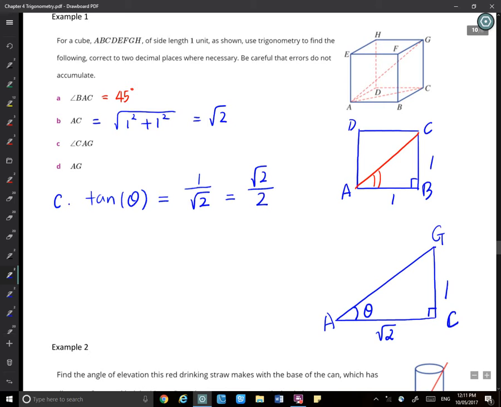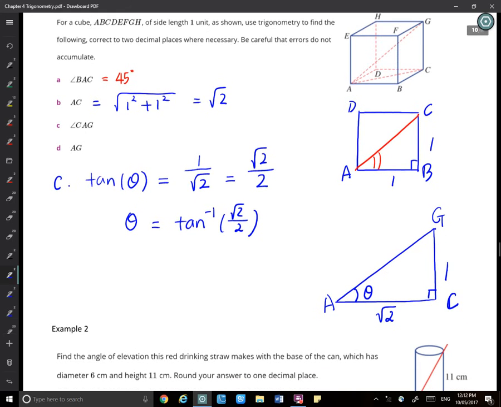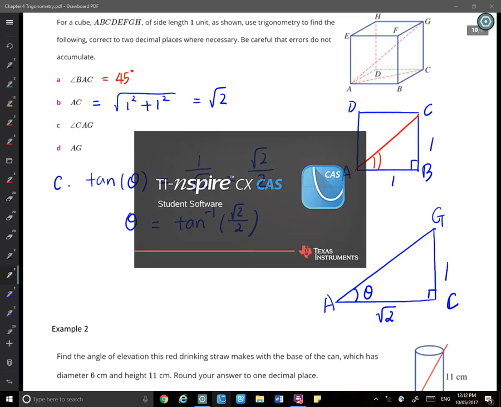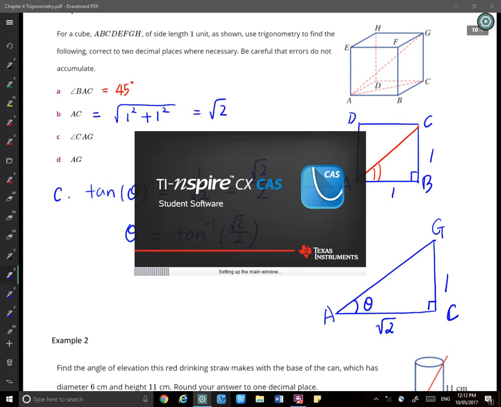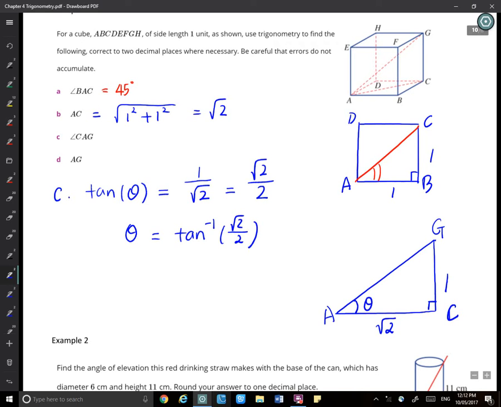We times root 2 on both top and bottom. So theta equals tangent inverse of root 2 over 2. We'll correct it to 2 decimal places.